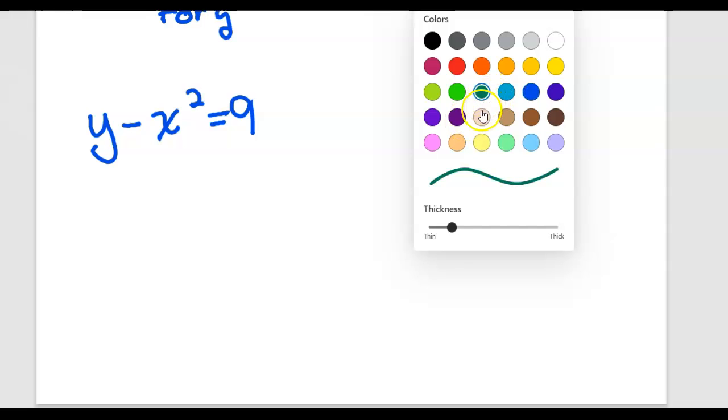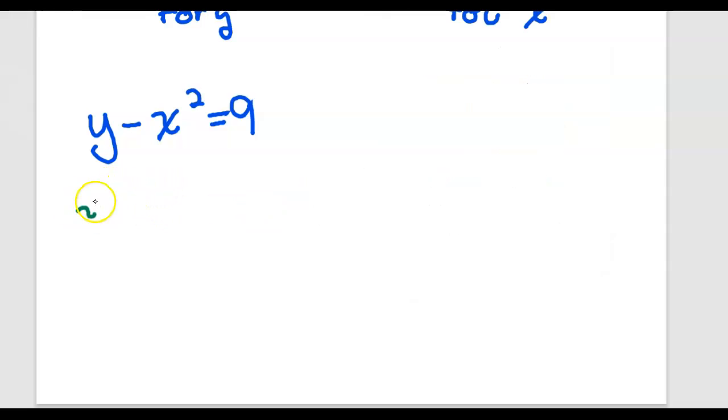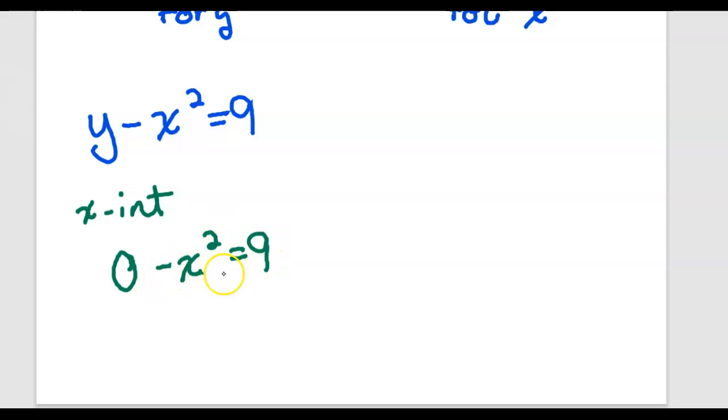So let's look at a couple of examples. When we have y minus x squared is equal to 9, I want to find, we'll start with the x-intercept. So for the x-intercept, what I'm going to do is plug 0 in for my y. So I get that 0 minus x squared is equal to 9. So I get that negative x squared equals 9. Remember, we always want our variable to be positive, so I'm going to divide both sides by negative 1.